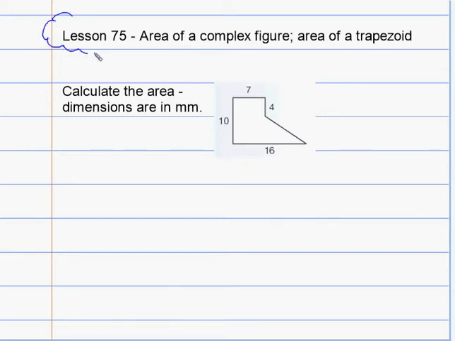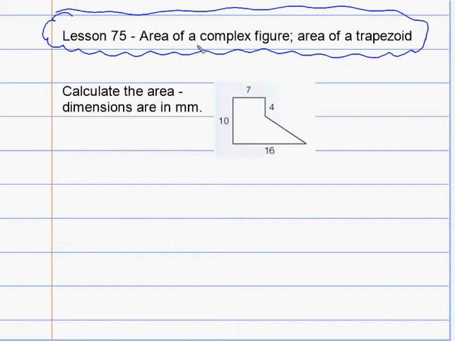Hi class, this is course 2 lesson 75. We're going to do two things today. It's area of a complex figure and area of a trapezoid.